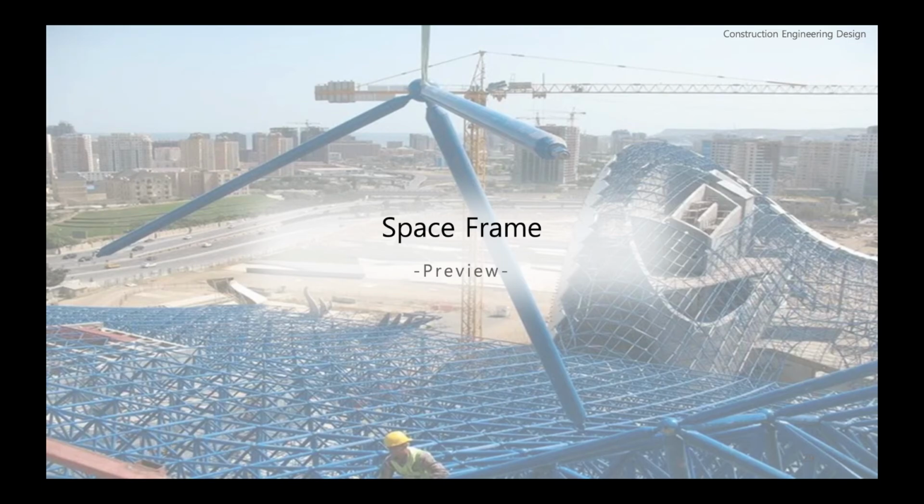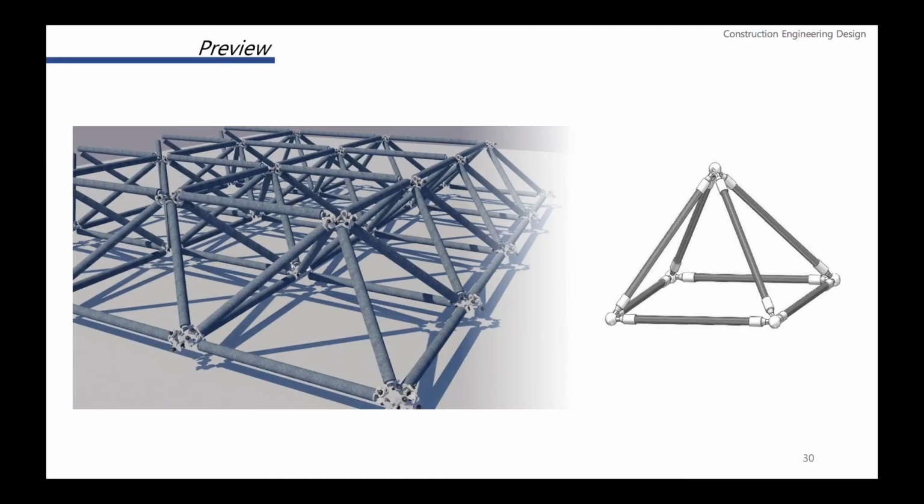Here's a preview of next week's topic about the space frame, which is the main structure that enables construction of a freeform structure. A space frame is a three-dimensional truss, based on the rigidity of the triangle and composed of linear elements subject only to compression or tension. Space frames can be composed of single-layer grids and double-layer grids.